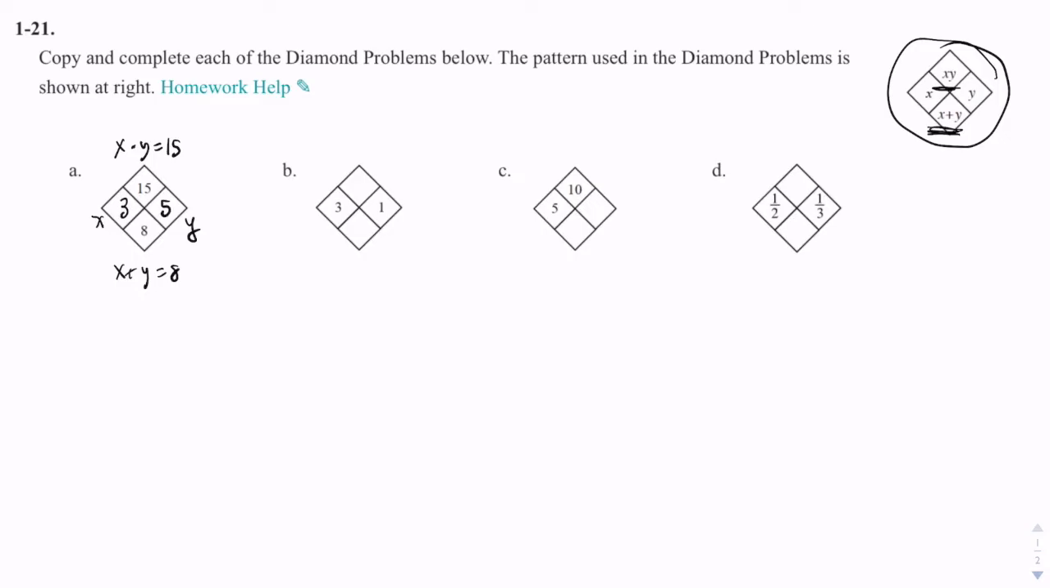These are kind of like little puzzles. Again, it doesn't matter if you put the 3 and the 5. Some people go least to greatest, so they put the small number on the left and the big one on the right, but it really doesn't matter.